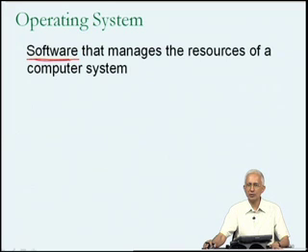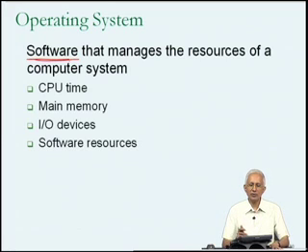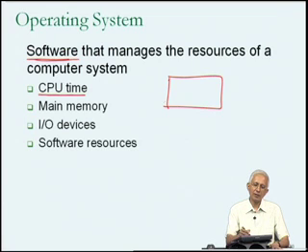What do I mean by the resources of a computer system? I am going to list four types of resources. First, there is the CPU time, and just a few thoughts on this before we proceed. Now, we have a situation where we have a computer in which there is one CPU, one main memory, a bus, and many I/O devices.